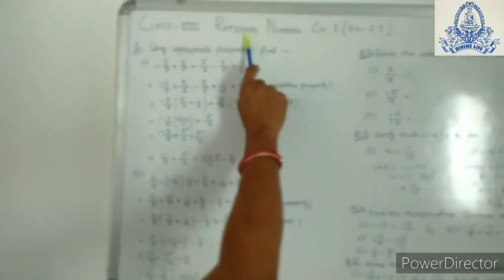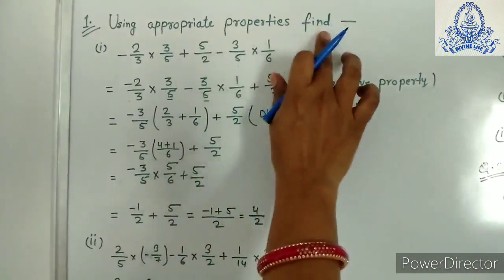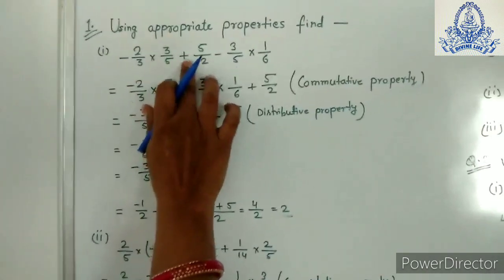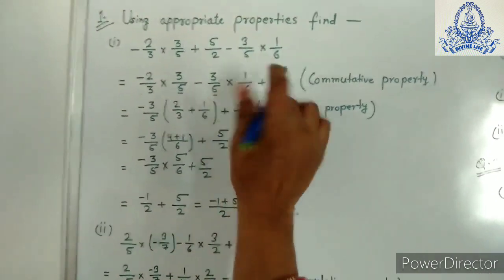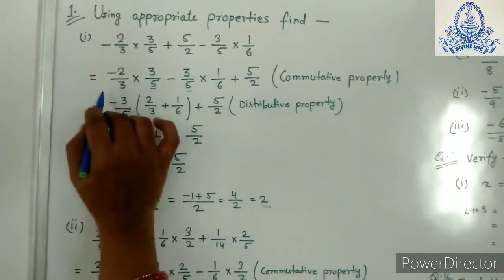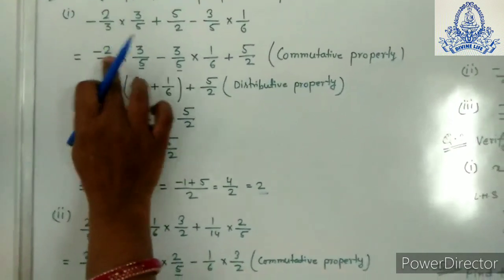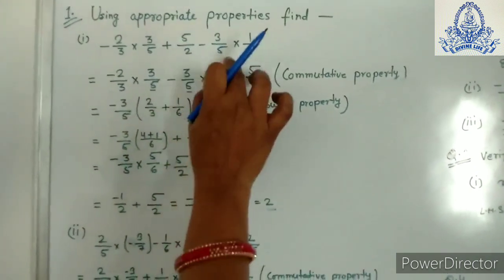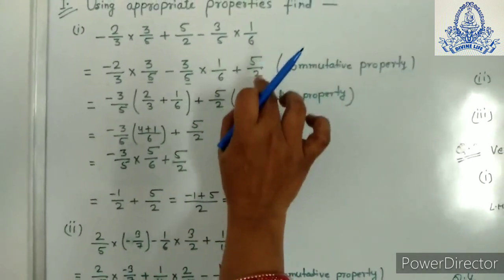Now, next students, today we will discuss exercise 1.1 of rational number chapter number 1. Question number 1 in your textbook: using appropriate properties, find. Question 1, part (i): minus 2 upon 3 into 3 upon 5 plus 5 upon 2 minus 3 upon 5 into 1 upon 6. Under commutative property, we first arrange these numbers: minus 2 upon 3 multiplied with 3 upon 5, minus 3 upon 5 multiplied with 1 upon 6, plus 5 upon 2.